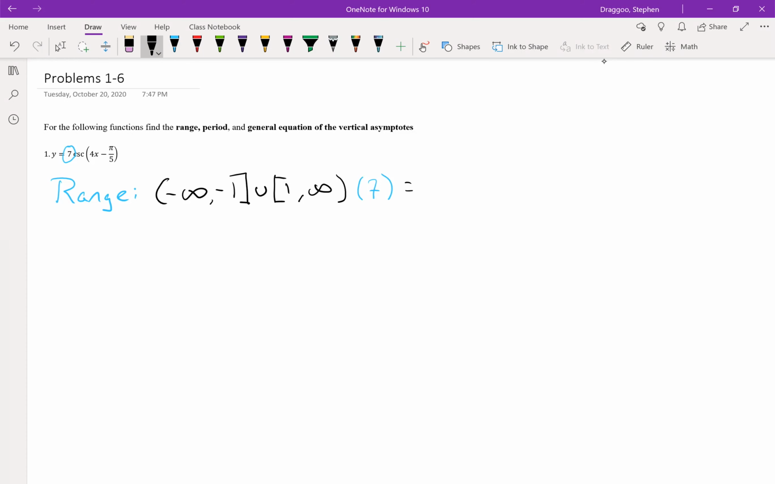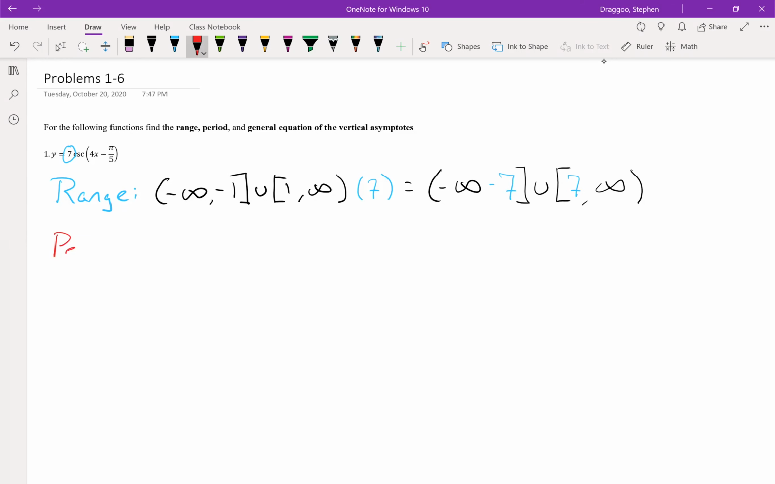And that's going to give us a range of -infinity to -7 union +7 out to infinity. So in general, the range of a secant or cosecant function will be -infinity to negative the amplitude union positive amplitude to positive infinity. And then if I had a vertical shift, I could add that in here.